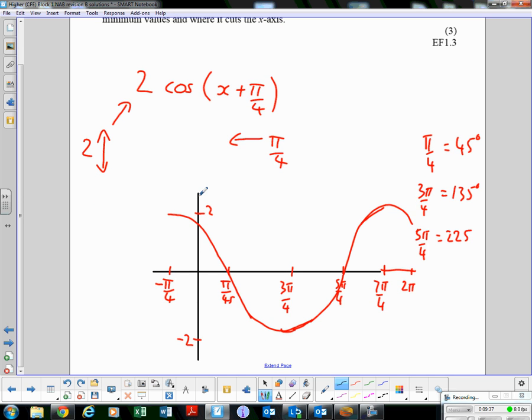So I've already drawn it in. I'll talk through the process I went through. The cosine graph, as we should hopefully know, looks something like this. Let's see how well I can draw it.